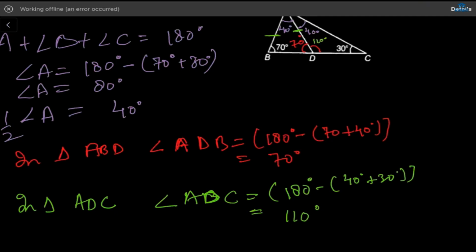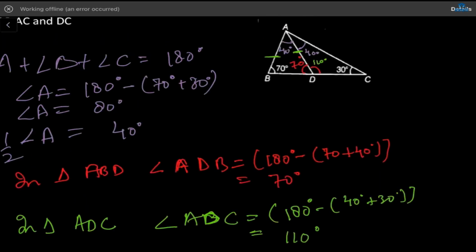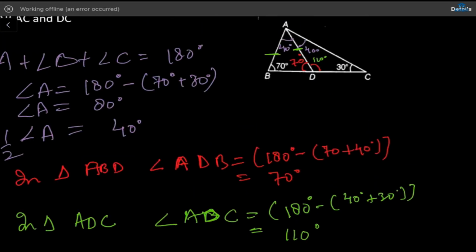So what information did you get? That AB is equal to AD. But see, in the next triangle, 110 is the greatest angle compared to 30. So AC will be greatest. See the side, Shazan, be very clear that the side opposite to the greatest angle will be greatest. So the side opposite to this 110 is what? AC is the greatest side. So AC will be greatest.